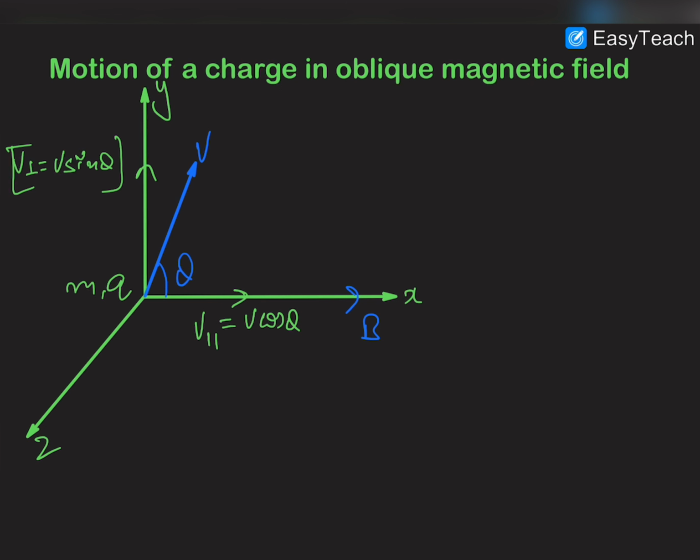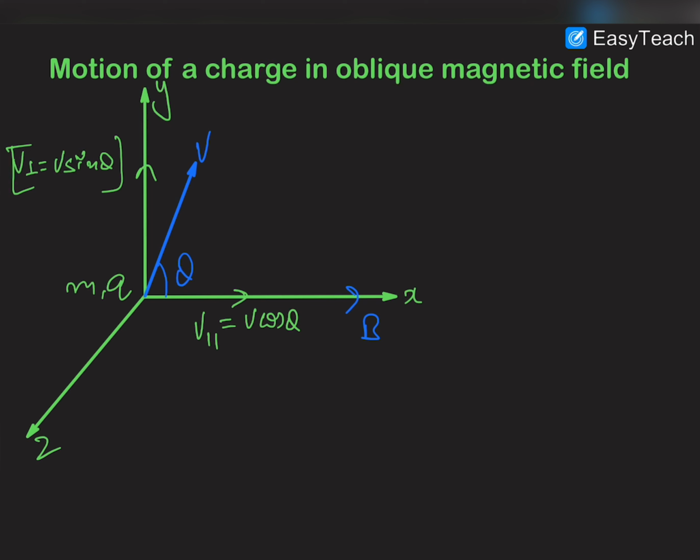Now for some time let us forget this component and let us ignore this one. We know that if the particle is projected with a velocity V perpendicular in the direction perpendicular to the magnetic field, then its motion would be circular motion, and this circle would be in the plane which is perpendicular to the magnetic field. And this plane will be, in this case, the YZ plane. So this charge will rotate in YZ plane.